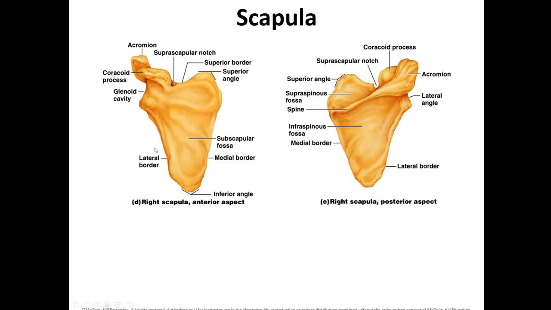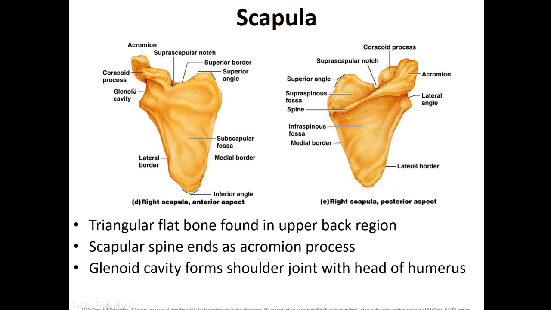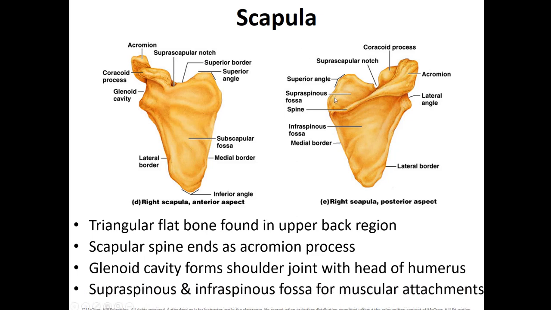The scapula is a nice triangular bone that you find in the upper back region. The scapular spine ends with the acromion, and this articulates with your clavicle. The glenoid cavity is where the head of the humerus articulates, and that's your ball and socket joint. Above the spine, supraspinous, and below the spine, infraspinous, those two fossas will have two of your rotator cuff muscles in it.